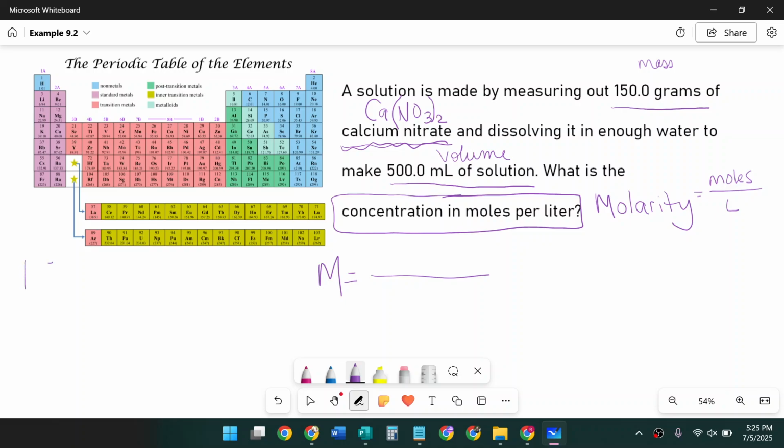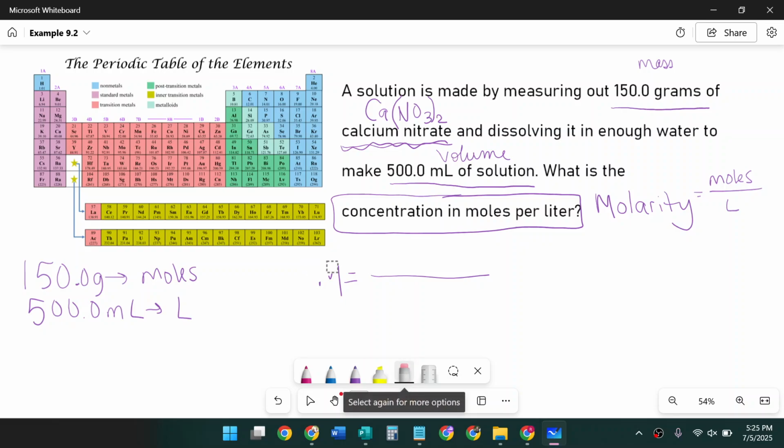So what we need to do is take our 150.0 grams and convert that to moles. And that will go on the top. And then we're going to take our 500.0 milliliters and convert that to liters. And then that will go on the bottom. And then we're ready to start. So let's scoot this over so we can make a little bit more room.